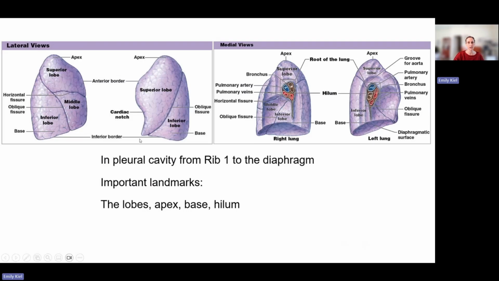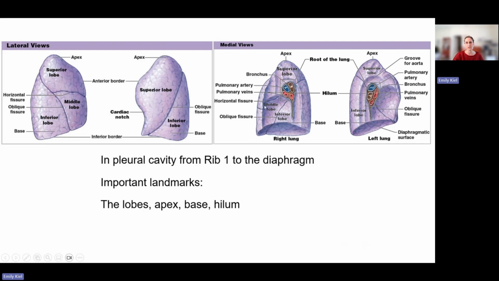Here in our left lung, we have the cardiac notch. This is the place where the heart is going to sit. And when we look at some medial views, we do want to be aware of the hilum. This is the groove that allows for passage of the main bronchi, the pulmonary vessels, the nerves, and the lymphatics. And this is what we call the root of the lungs. So this is where it's actually attaching to those bronchi.